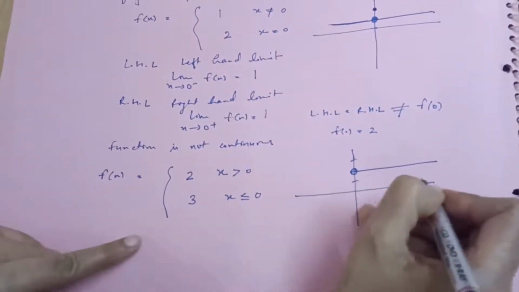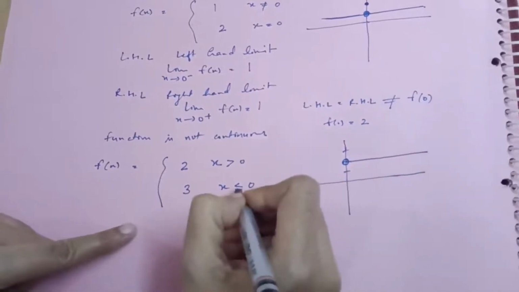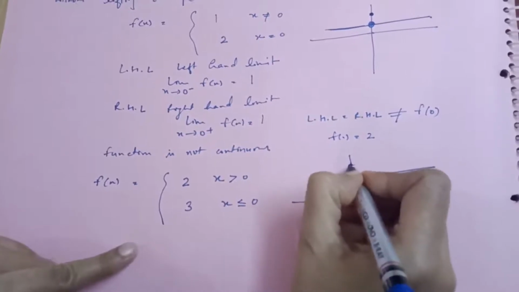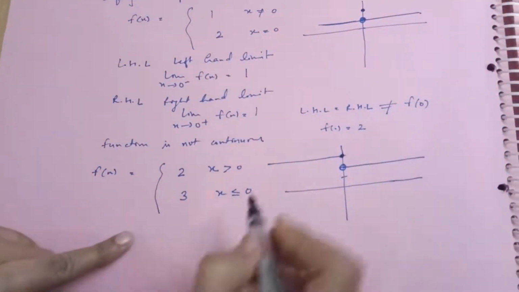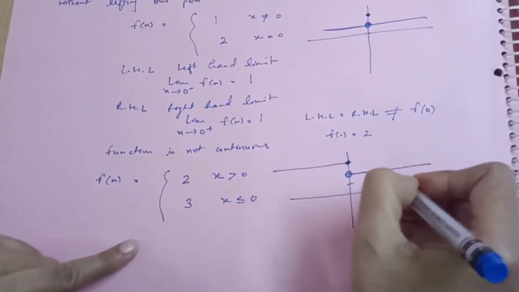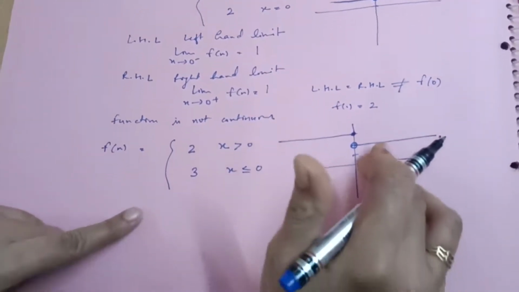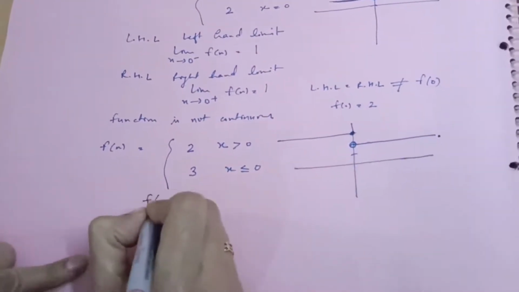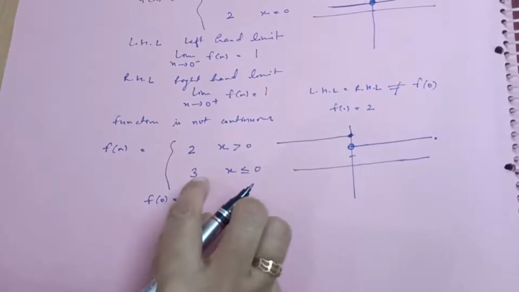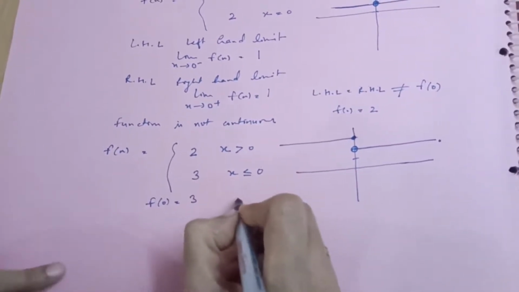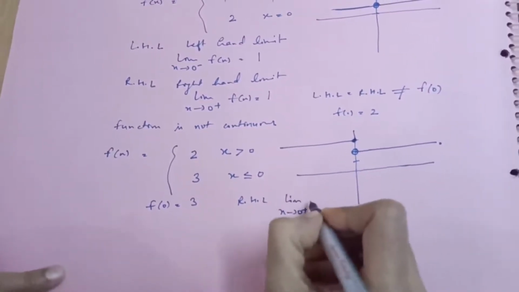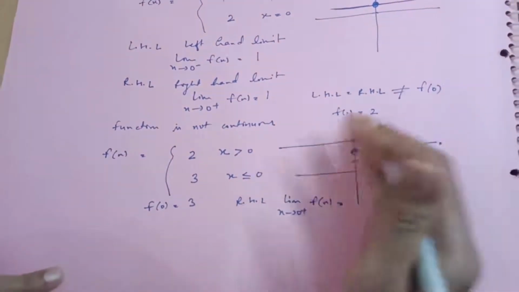For x greater than 0, the function's value is 2. For x less than or equal to 0, it is 3, so at 0 it is a dark circle at 3. When drawing this graph, at x equals 0 I need to pick up my pen and come here. The function's value at 0 is 3. And the right hand limit at 0, the limit as x tends to 0 plus of f(x), what is it? The right hand limit is also 3.